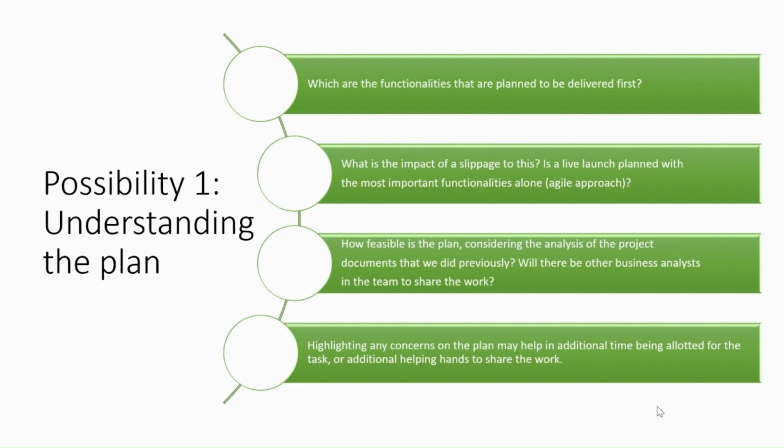Now, once we understand the priority functionalities, the next step may be to understand how important it is, or what is the impact of a slippage to this. For example, is a live launch planned with these most important functionalities? Suppose the project is being delivered in an agile approach. If so, we can plan our activities accordingly.